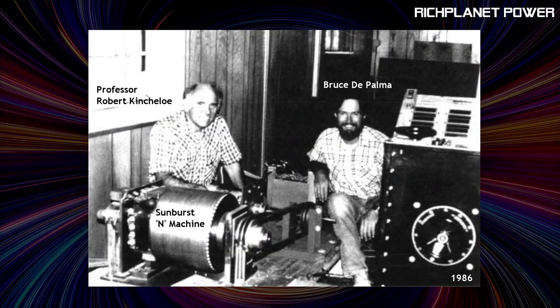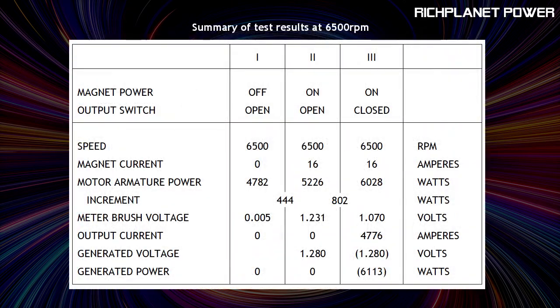Now that I have shown that there does appear to be a genuine over-unity effect with this type of machine, let's now plot the same curves for Bruce De Palma's Sunburst N machine, because we have all of the data we need from Professor Kinchlow's 1986 report to do this. The report specifies the input and output power and the output voltage and current in this table. We also know that the shunt used, i.e. the external load resistance, was 31.25 microohms. The output current was 4776 amps, the output volts 1.28 volts, output power 6113 watts.